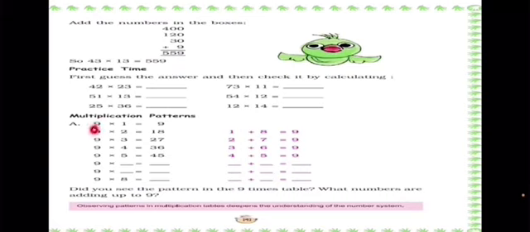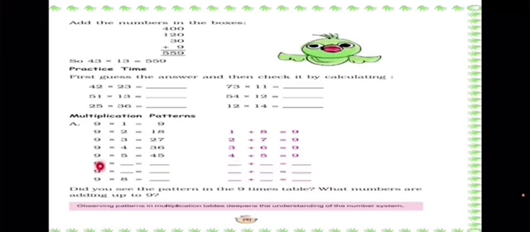Multiplication patterns. So now you can see a pattern in the multiplication table of 9. See, 9 ones are 9. 9 twos are 18. So 1 plus 8 is 9. This 1 and this 8 total 9. 9 threes are 27. So again 2 plus 7 is 9. 9 fours are 36. So again 3 and 6 is 9. 9 fives are 45. So again 4 plus 5 is 9.